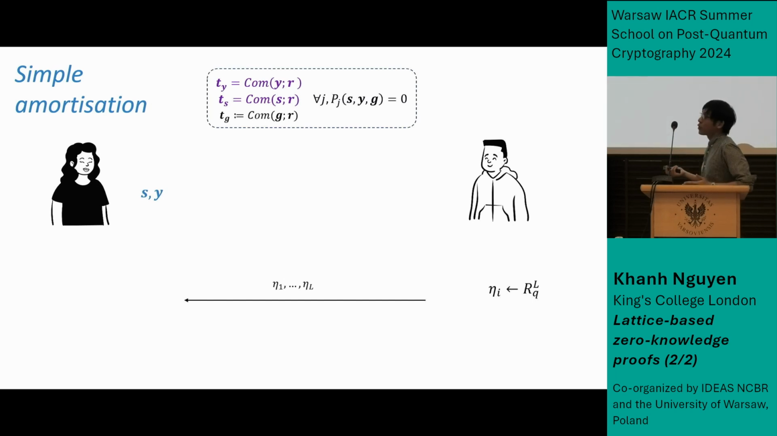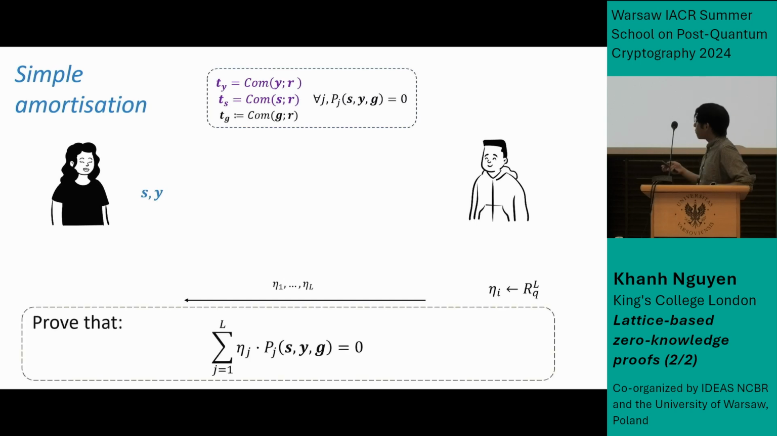So we want to prove multiple quadratic equations. Let's just combine everything into one. The verifier picks the challenge, all these L elements in RQ, random elements in RQ. And the goal now is to prove one single quadratic equation.